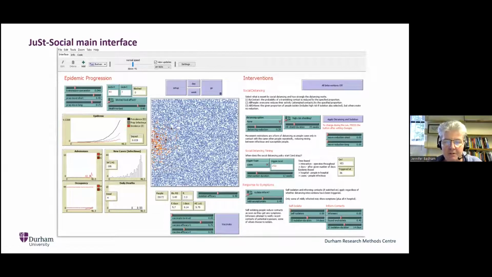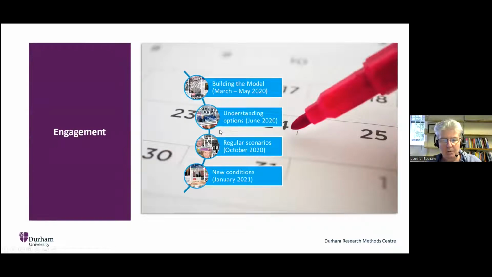Okay, and so this is what the model interface looks like. The original intention was to set it up so that the policy planners could use it themselves, try out their own policy models. We abandoned that very quickly, mostly because they weren't allowed to install software onto their computers. So even if we had been able to train them, and this was written in NetLogo, it's reasonably easy to use, they wouldn't have been able to run the models. So we ended up having a to and from discussion. So that's very briefly what the model is about.